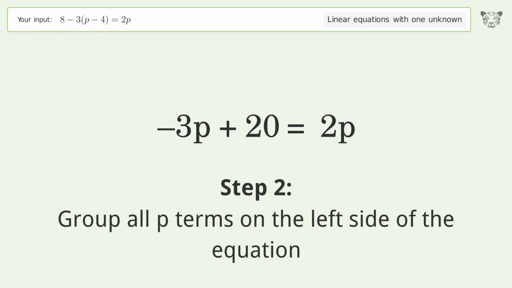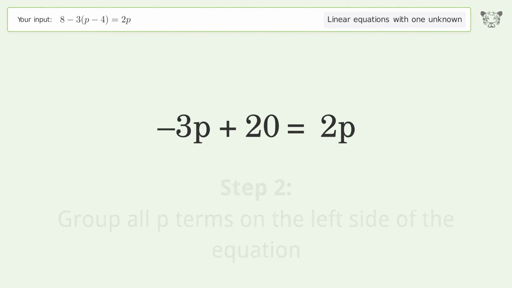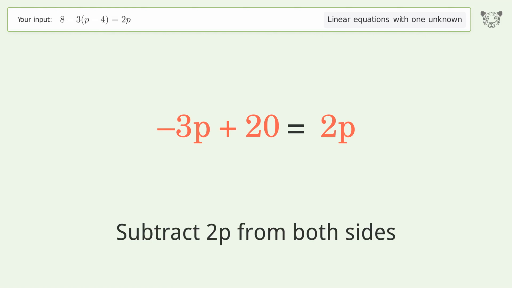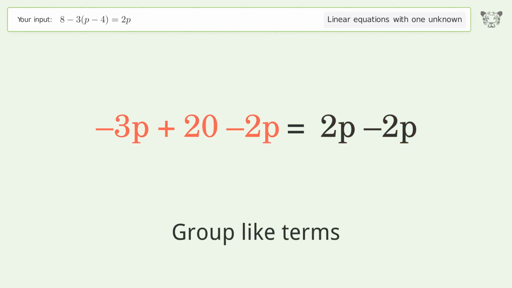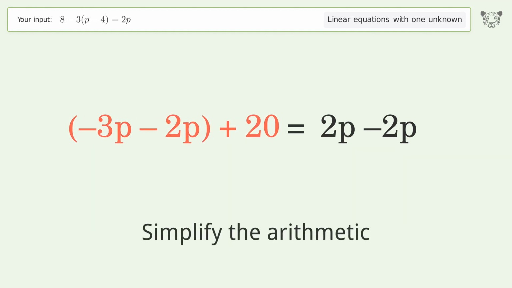Group all p terms on the left side of the equation. Subtract 2p from both sides. Group like terms. Simplify the arithmetic.